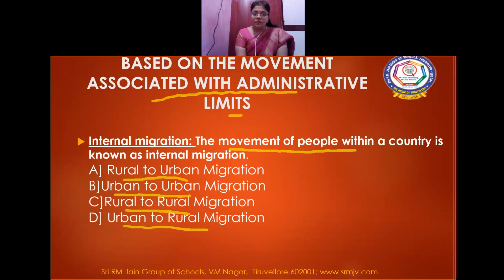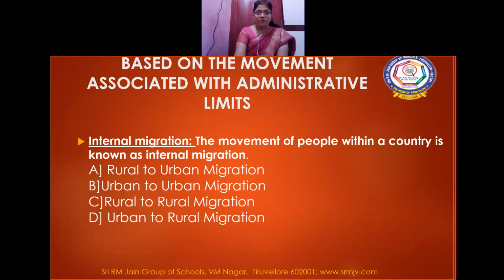So first one, what is meant by rural to urban? It is the movement of population from rural areas to urban areas. The people may be interested to migrate into growing towns and cities in search of employment, education, and recreation facilities. So these are the various reasons. For example, if you migrate from your native village to some important towns and cities, it is called rural to urban.